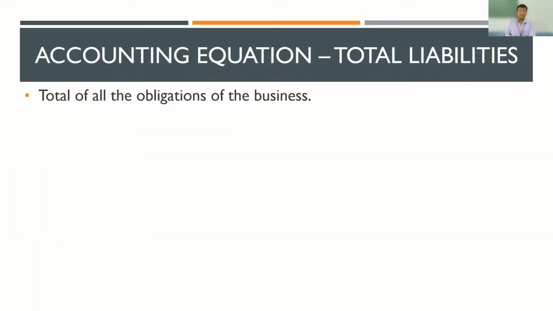What is meant by total liabilities? Liabilities refers to obligations of a business. These are commitments that you have to fulfill. These are commitments that you have with various stakeholders, and you're expected to fulfill. You're expected to keep up with a promise.